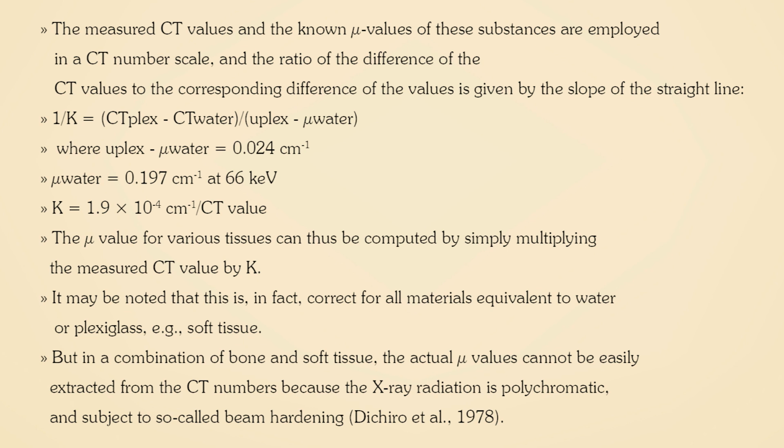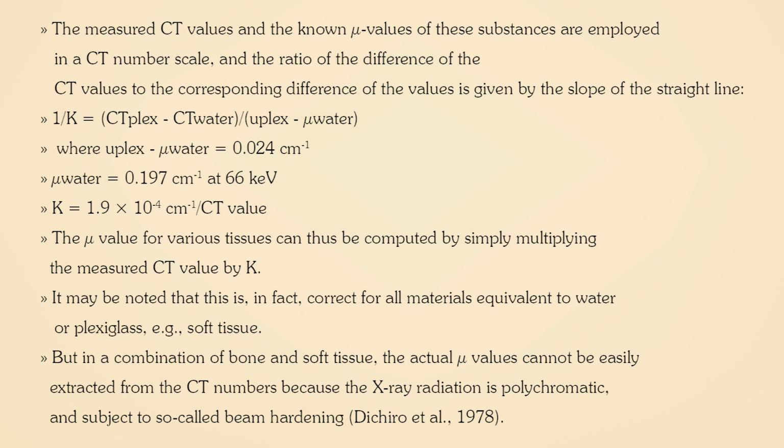It is given by 1 by k is equal to CT plex minus CT water divided by mu plex minus mu water, where mu plex minus mu water is equal to 0.024 per centimeter, mu water is equal to 0.197 per centimeter at 66 kilo electron volt, while k is equal to 1.9 into 10 to the power minus 4 per centimeter per CT value.